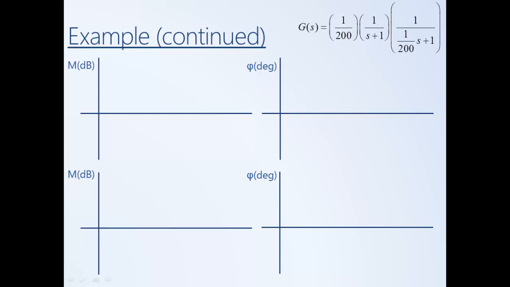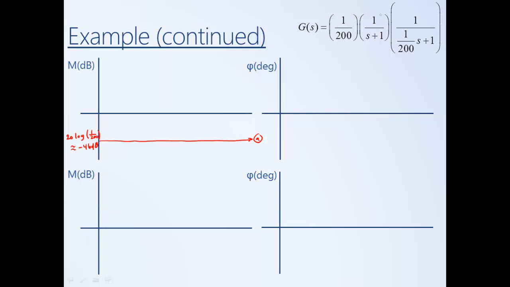And we'll start with the magnitude plot. Thinking back to what the magnitude plot of a simple gain is, it's simply a straight line at 20 log k, where in this case k is 1 over 200. So 20 log of 1 over 200 is approximately -46 dBs. So that's the magnitude plot of component A.